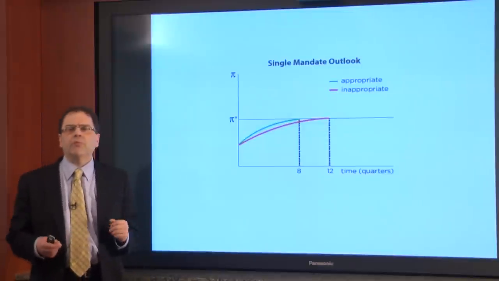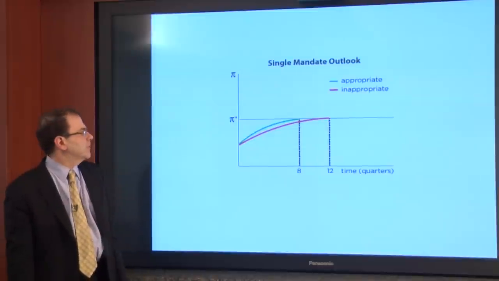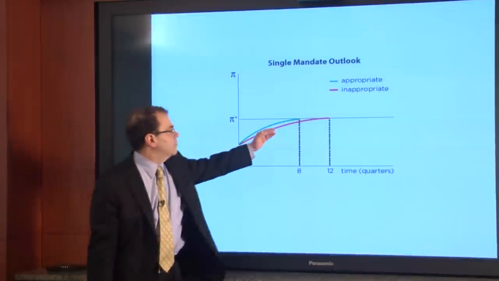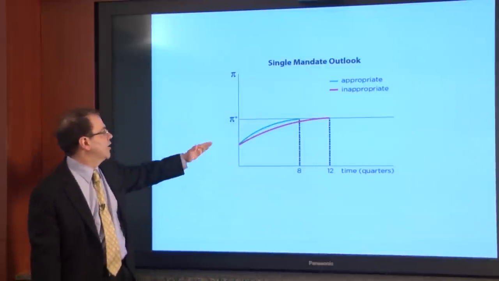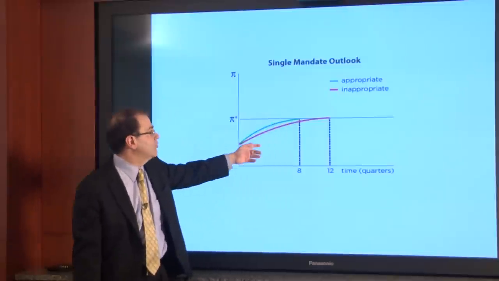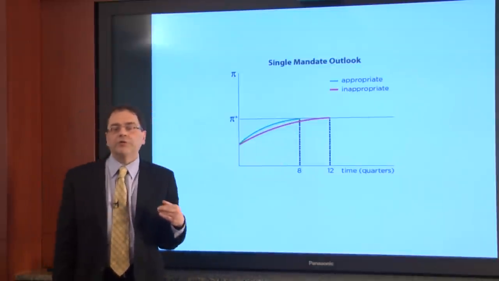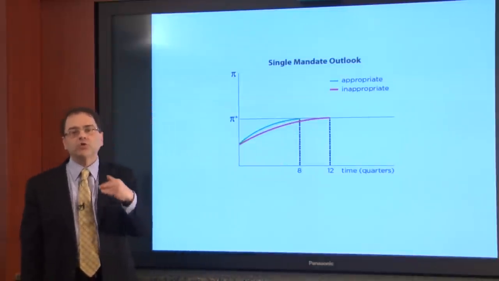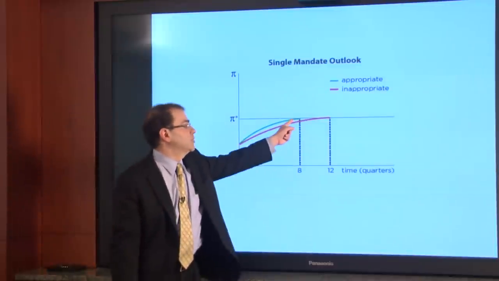But we generally think of monetary policy as being effective in 1 to 2 years. That means that by adding monetary policy accommodation, we can actually get back to target more rapidly, and that's what's shown in the green outlook. Under this monetary policy stance, inflation is returning to its long-run objective, long-run goal, within 8 quarters, that is 2 years.